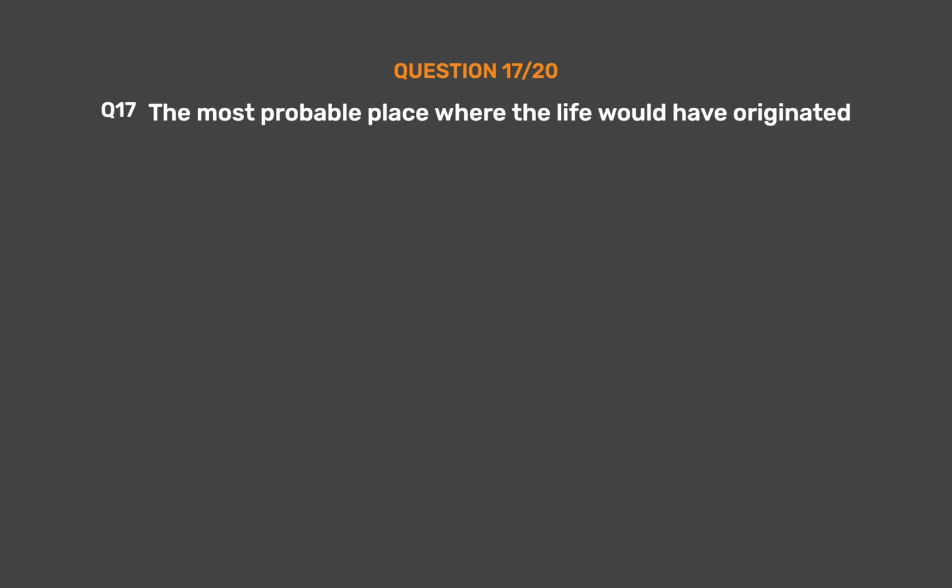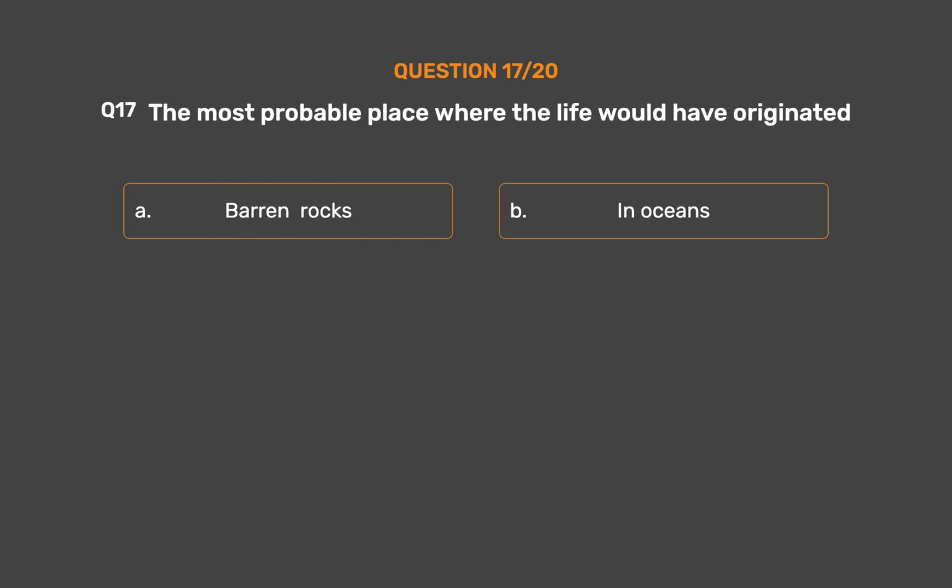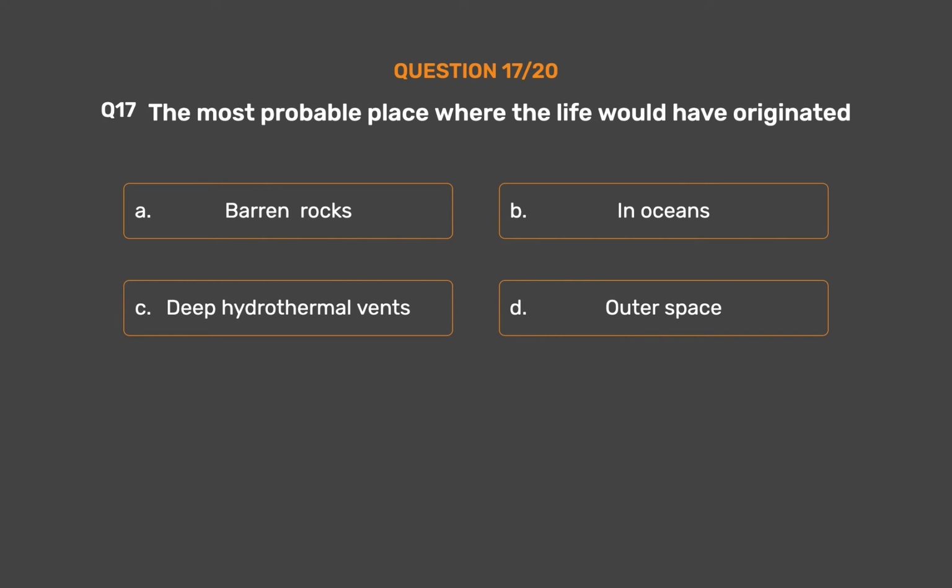Question number 17. The most probable place where life would have originated. Option A, barren rocks. Option B, in oceans. Option C, deep hydrothermal vents. Option D, outer space. The correct answer is option C, deep hydrothermal vents.